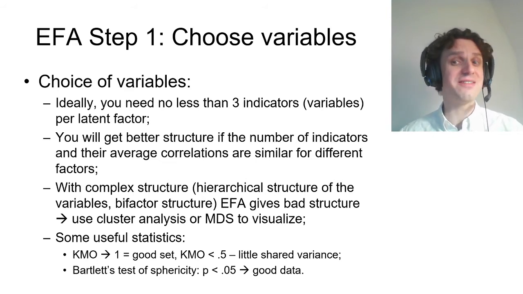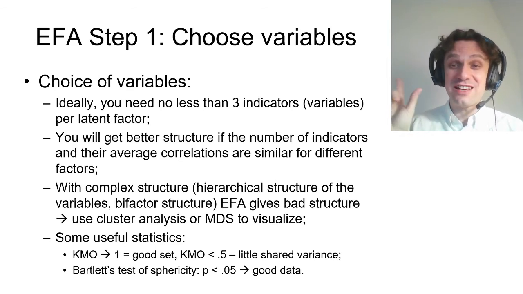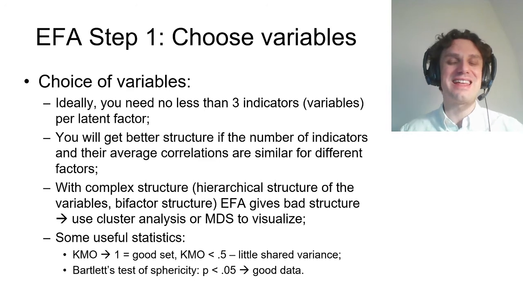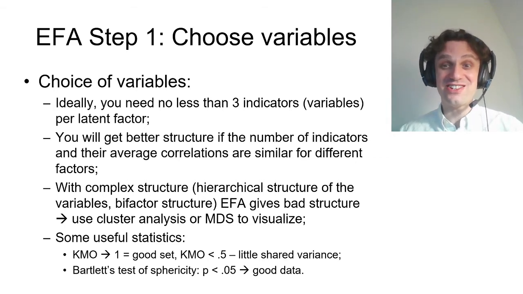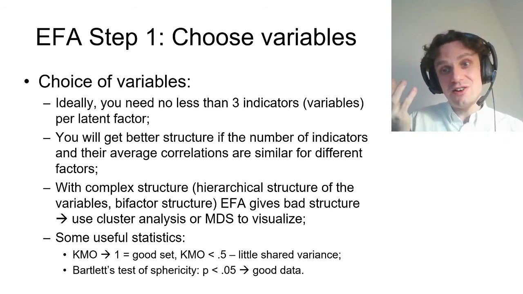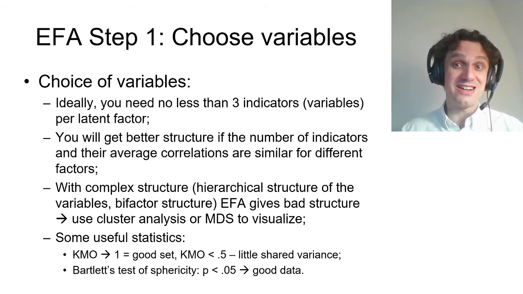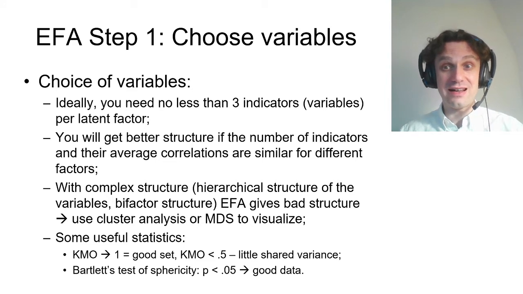But of course, if you have a little bit more, you can be more confident, because sometimes it happens that a single question maybe does not work, and you are left with only 2 questions, and then a factor might not quite well emerge, depending on how homogeneous these questions are. So it's better to have more indicators, and you will get better structure if the number of questions for different scales is comparable, and the homogeneity, how much similar or different these questions are, is also comparable.